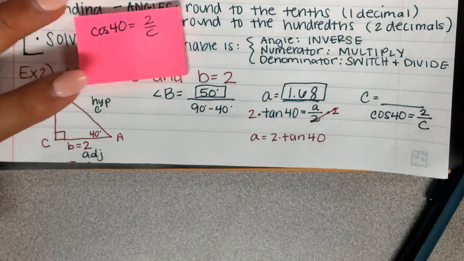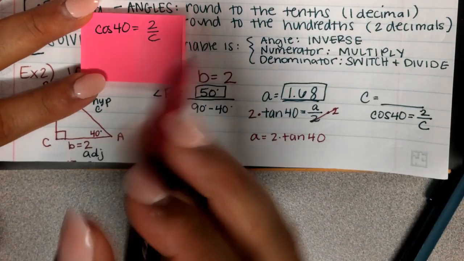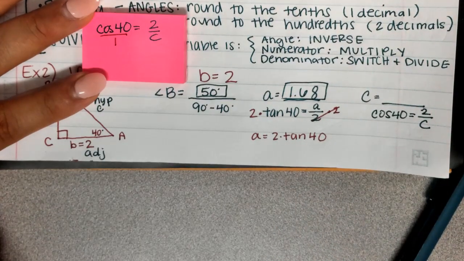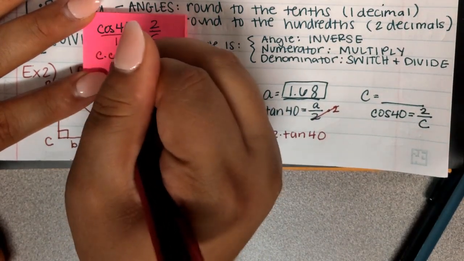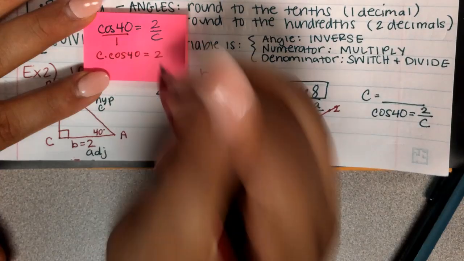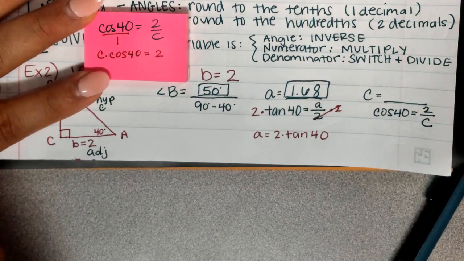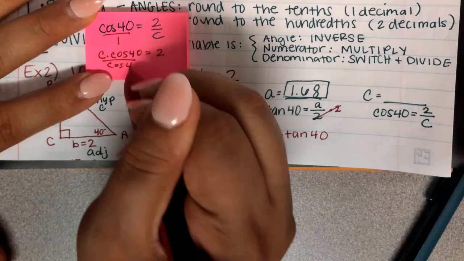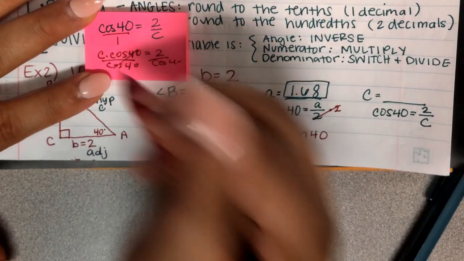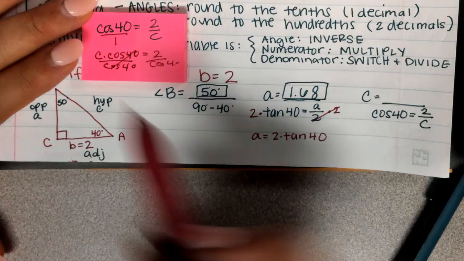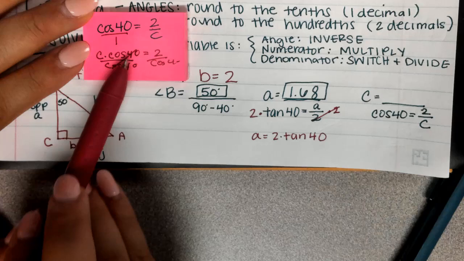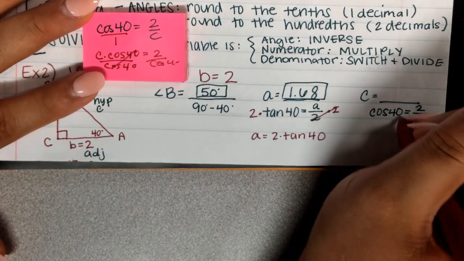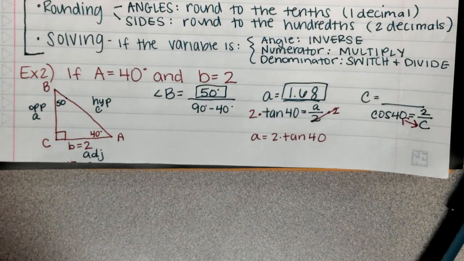Alright, look up real quick. You don't need to write this down, just look up. Do you agree I could put this over 1 and that would be equivalent? And then I could cross multiply and I would get C times cosine of 40 equals 2. And how do I get C by itself? I would divide by cosine of 40. Do y'all agree with that? You do not have to show all that work because that's going to happen every time. What do you notice happens to my cosine of 40 and my C? They switch. So I am perfectly fine with you just showing the arrows and you switched them. You don't have to show all the work I just did on this post-it.